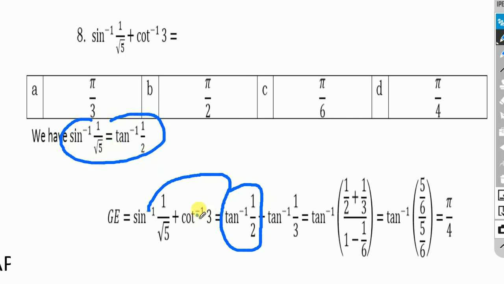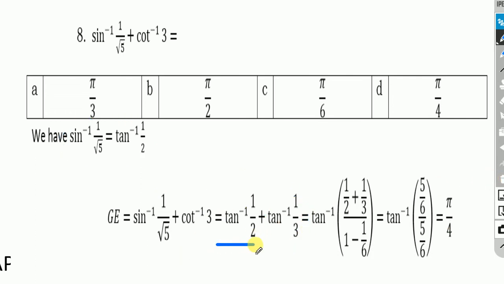Next, cot inverse 3 is nothing but tan inverse of 1 by 3. So tan inverse of 1 by 2 plus tan inverse of 1 by 3. We know that cot inverse x is tan inverse of 1 by x. That's why cot inverse 3 is tan inverse of 1 by 3.